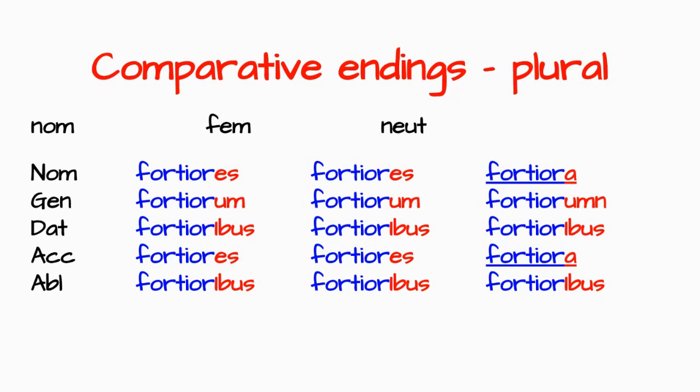Now, in the plural, remember the second rule for neuters. The nominative and accusative plural ends in a. It's fortiores for the masculine and feminine, fortiora for the neuter. And since the accusative has to look like the nominative, fortiora again. So the plural forms: fortiores, fortiorum, fortioribus, fortiores, fortioribus. Same endings we use for reges, regum, regibus, reges, regibus. The only exception being those two neuters, the nominative and accusative, which end in a.